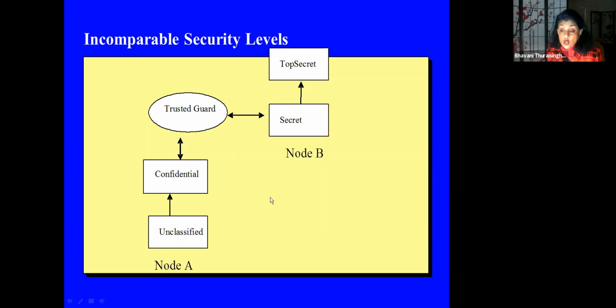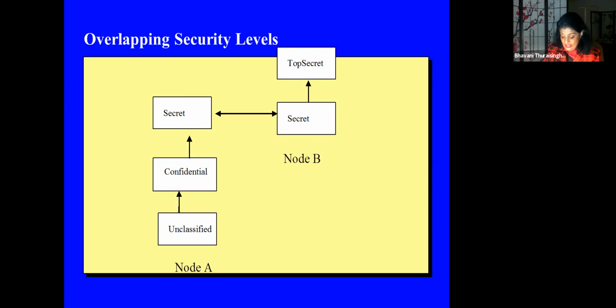If we had a common security level, so if site A had been able to handle secret data, then unclassified could move up to confidential, because you can write up. Confidential can move up to secret, and then secret and secret can communicate. So at the secret level, they can decide what data to send down, because you cannot write down. Whenever you write down, it has to go through a trusted guard. Secret data, you can write up to top secret. So that's how you could handle the incomparable levels.